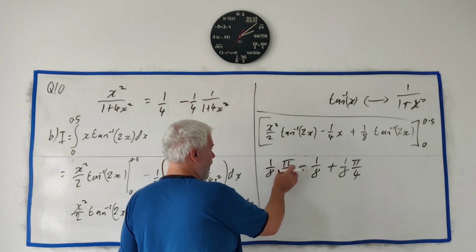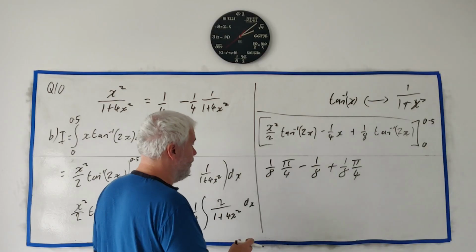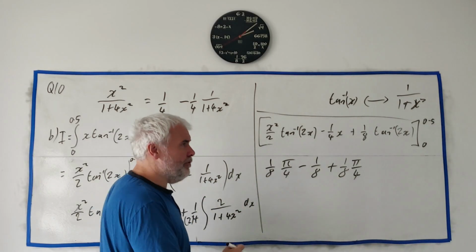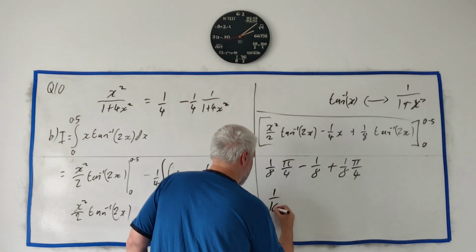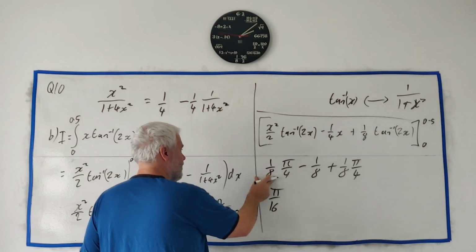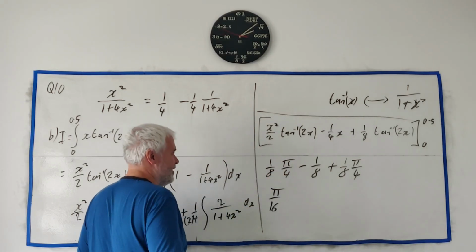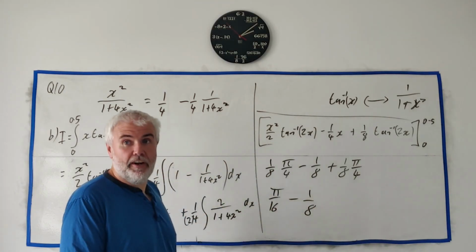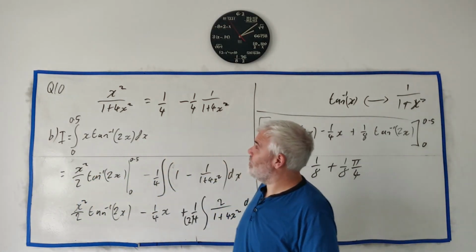1 over 8 and pi over 4, what's that? That's 1 over 32. Another 1 over 32, that's 2 over 32. That's 1 over 16. Pi over 16, I guess. 1 over 16 multiplied by pi, or pi over 16. Take away 1 over 8. That's it. That's our final answer for, I don't even know what question we're on.